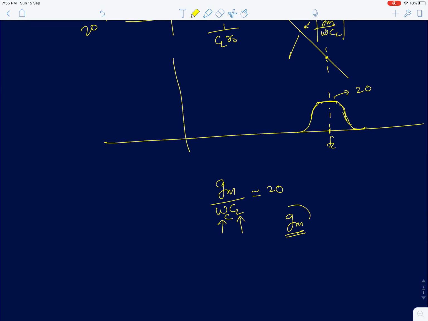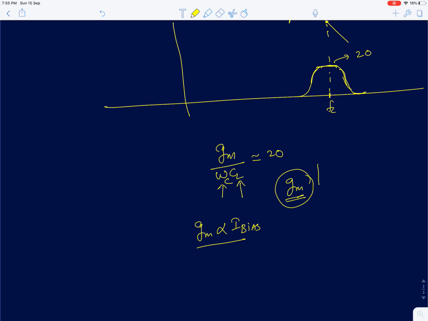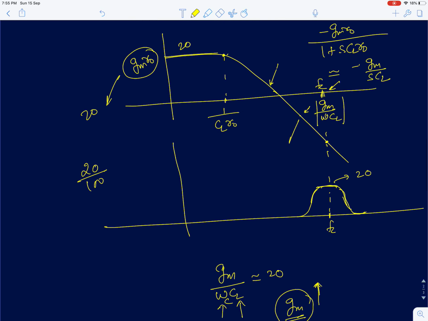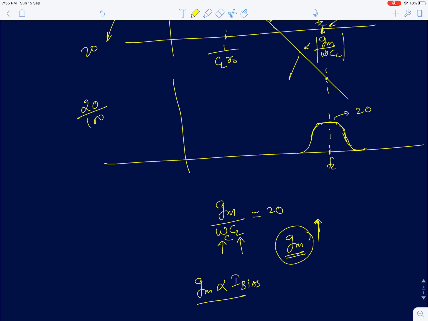Now that gm, as we discussed in the last lecture, for a MOSFET or a BJT is proportional to the bias current, I bias. Which means I'll need a huge amount of gm to get the gain at high frequency. For example, the low frequency gain may be 20, and if Fc is 100 times the pole, then the attenuation will be roughly 20 upon 100. The gain would have been attenuated by 100 times by the time you reach Fc. So you need to increase your gm 100 times compared to a low frequency amplifier to get the same gain at Fc.